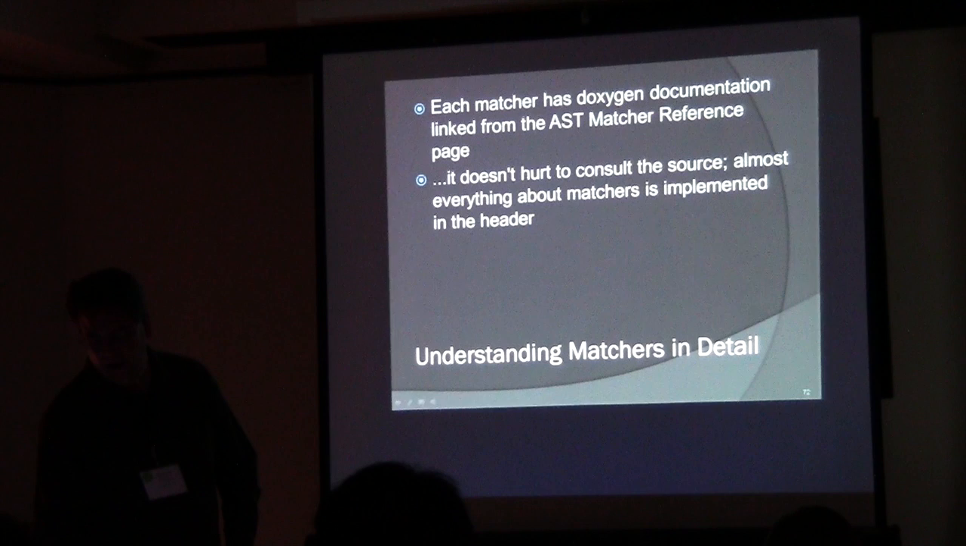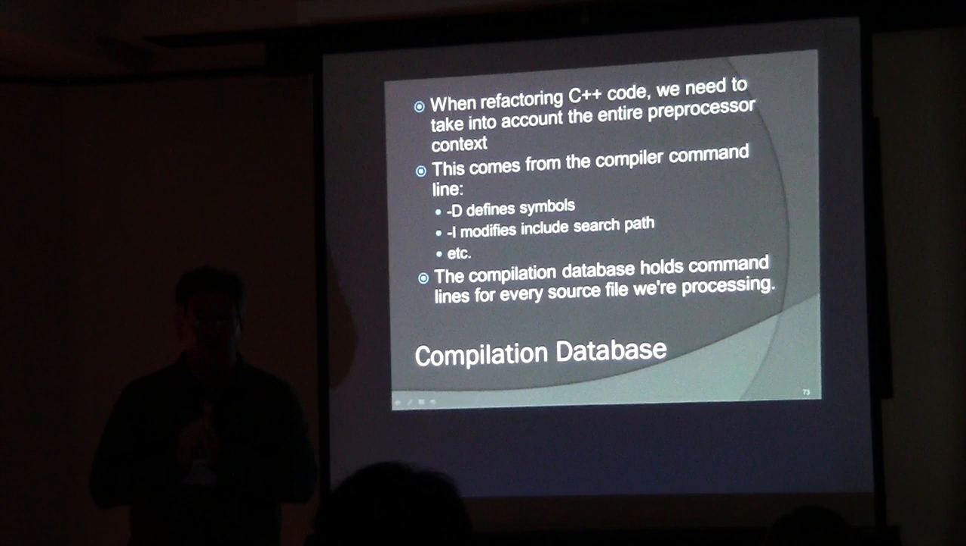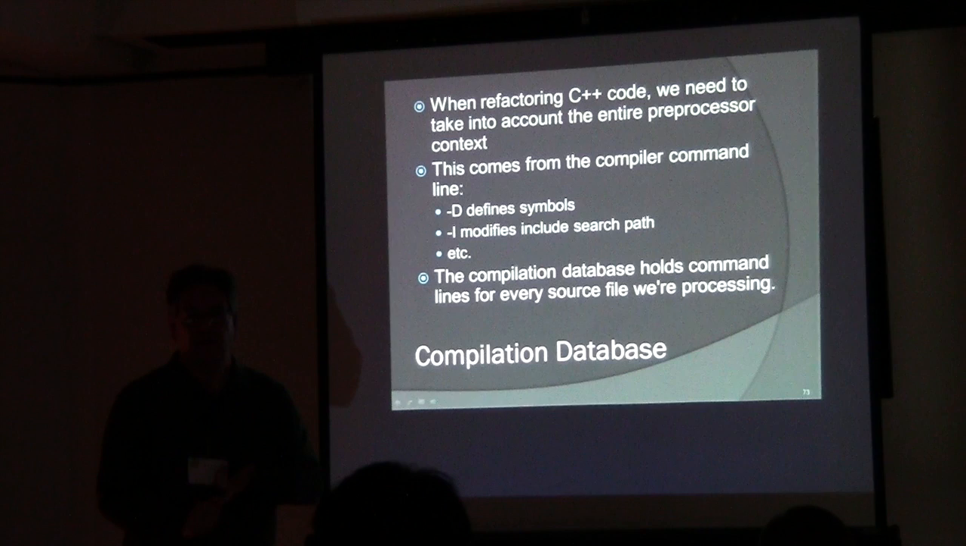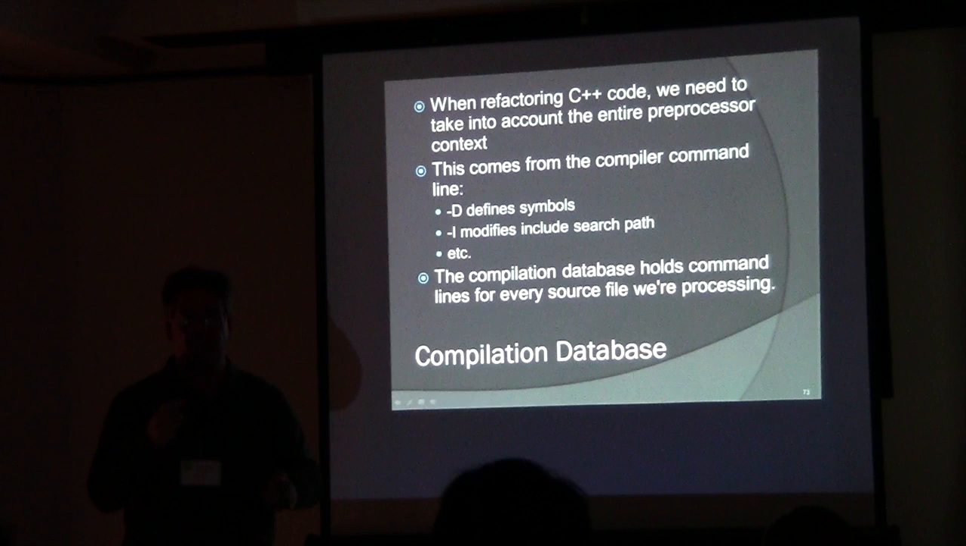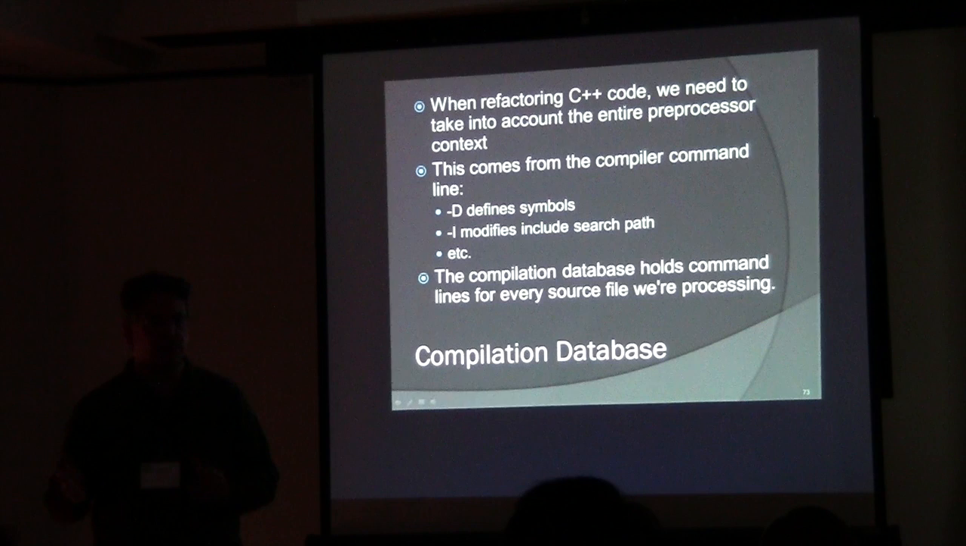So I mentioned there was this thing about a compilation database when we were talking about the command line arguments. One of the difficult things of refactoring C++ code is we have to know the entire preprocessor context up to the point that we are refactoring. So that means any symbols you defined on your command line, I have to know the include path that you're going to use to build this file, because different preprocessor symbols could be defined depending on whether you've got the debug directory searched first or the release directory searched first. Lots of interesting and creative things people do with their build to control how symbols get defined, and you have to manage all of that.